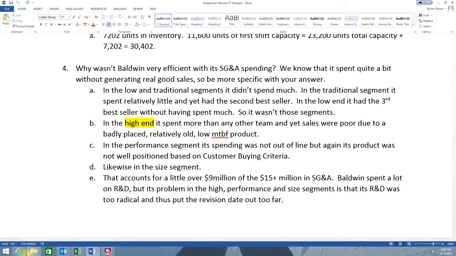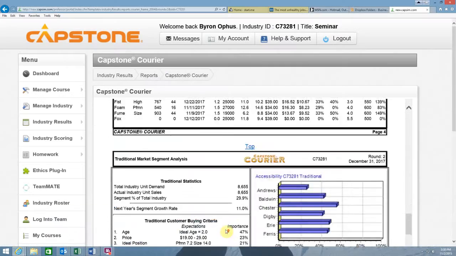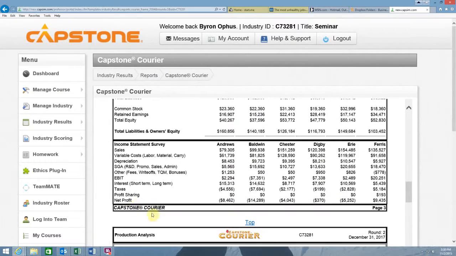Well, if we look at SG&A, when we look at the income statement up here, SG&A is R&D, promo, sales, and administration. And you guys would know by looking at your administrative costs on your income statements that they're relatively low. Okay, and so R&D would then be the next biggest. So they spent a boatload of money, did Baldwin, okay, there they are, on R&D.